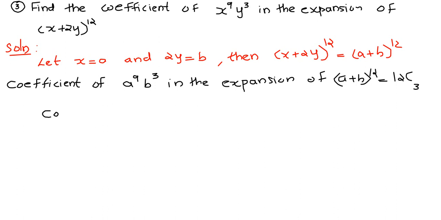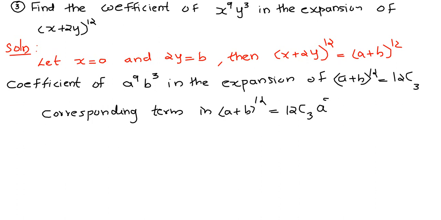ഓക്കെ, ഇനി കറസ്പോണ്ടിങ് ടേം എന്തായിരിക്കും ഇവിടെ? a raised to 9 b ക്യൂബിന്റെ ടേം എന്തായിരിക്കും? കറസ്പോണ്ടിങ് ടേം in the expansion of (a plus b) the whole raised to 12 is equal to 12c3 into a raised to 9 into b cube. ഇനി നമ്മൾ റീസബ്സ്റ്റിറ്റ്യൂട്ട് ചെയ്യുക. a ന്റെ പ്ലേസിൽ x ഉം b ന്റെ പ്ലേസിൽ 2y ഉം സബ്സ്റ്റിറ്റ്യൂട്ട് ചെയ്യുക.